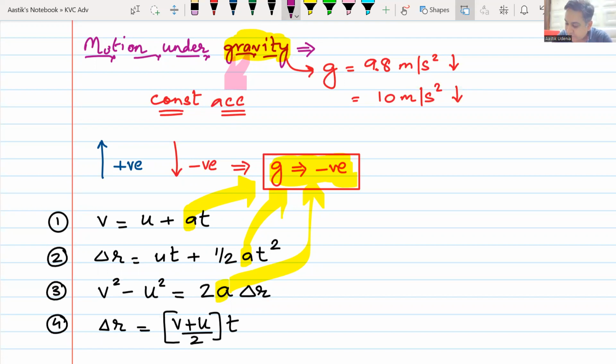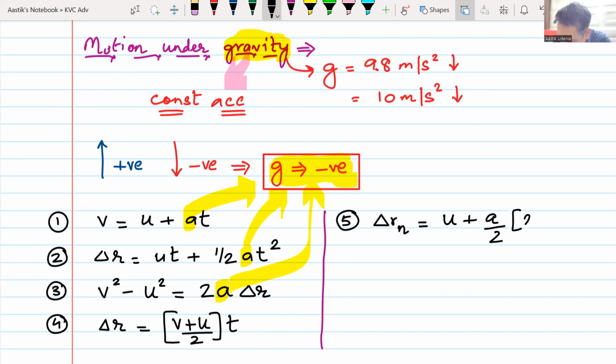I don't have any space left here, so I will just draw a line and then ask you to tell me the fifth one, which was displacement in the nth second. Can you just remind me of the formula? I always forget this one. Displacement in the nth second: delta Rn equal to U plus A by 2 into 2n minus 1. That is correct.